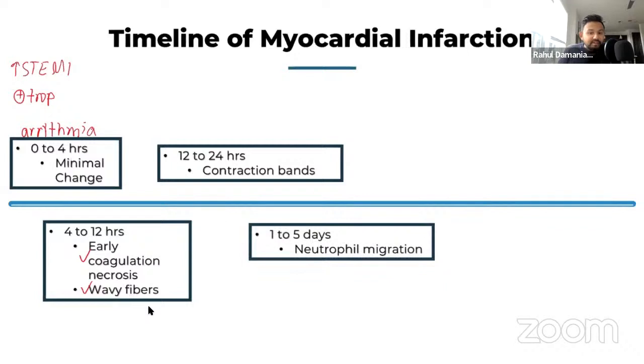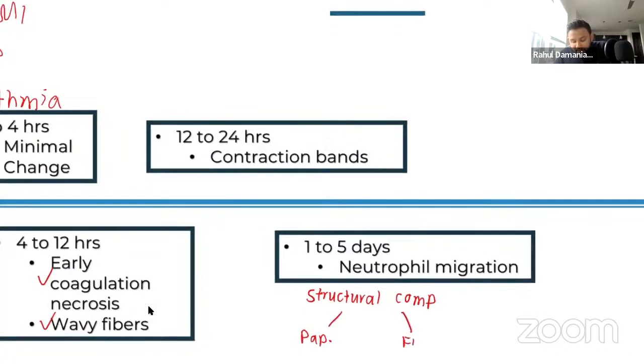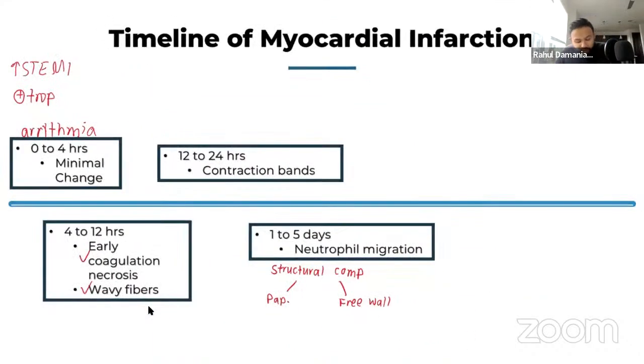Subsequently, you will have within the first week, neutrophil migration. Now, neutrophils are going to cause you to have a lot of angry inflammation. And it is at that time, around the 5 day mark, you can have structural complications related to your myocardial infarction. And so what are those going to be? Things like papillary wall rupture. You're going to have a free wall rupture. Maybe you get acute tamponade.